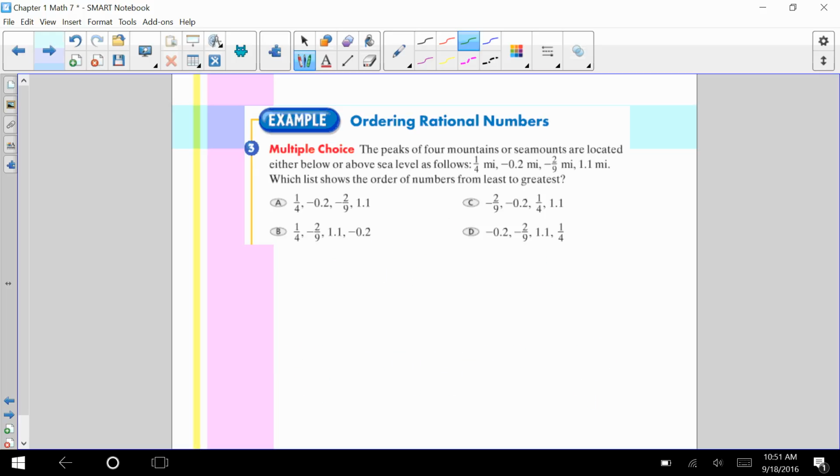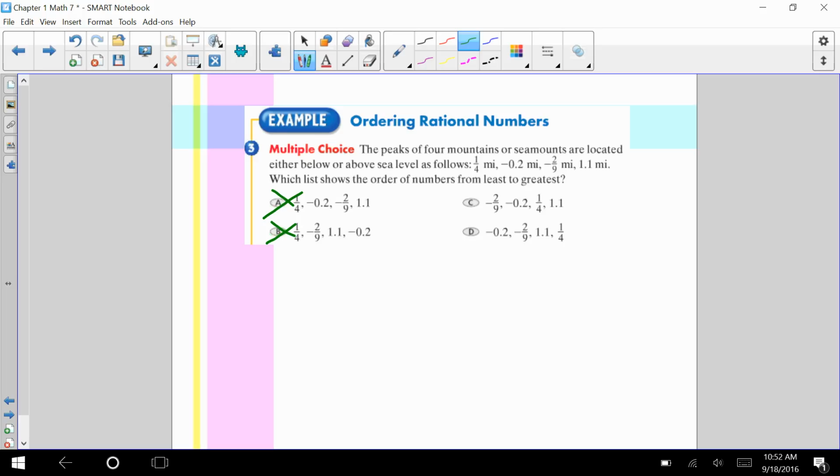The peaks of 4 mountains, or seamounts, are located either below or above sea level, as follows: 1/4 of a mile, -0.2 mile, -2/9 of a mile, and 1.1 mile. Which list shows the order of numbers from least to greatest? So think about this for a second. Now, I know that any negative number has to be smaller than any positive number, so I can rule A and B out right away because they start with a positive.